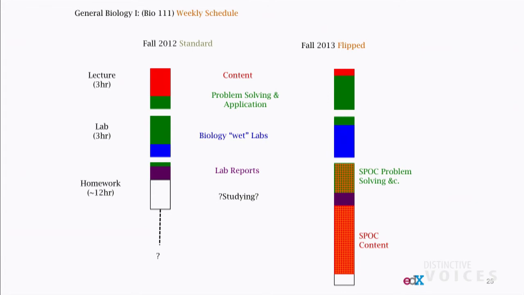Between 2012 and 2013, the first thing is his lectures used to be 3 hours. That was transformed into content that was done online. Lab time stayed in the classroom. So you notice here that the content was reduced in the classroom, but rather this was work that was done pre-class. And the assumption was that it was going to be done pre-class.